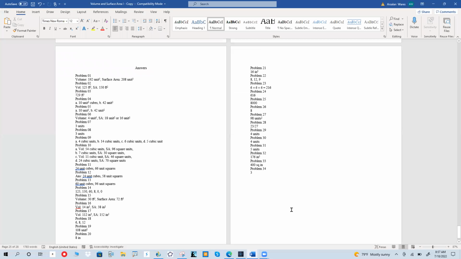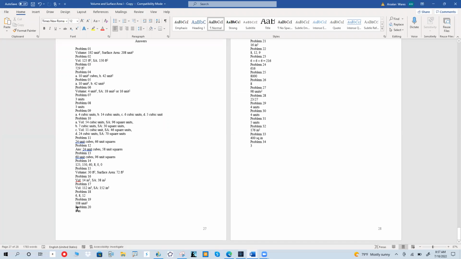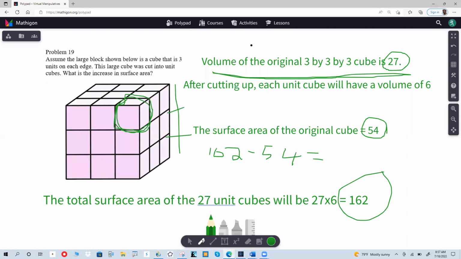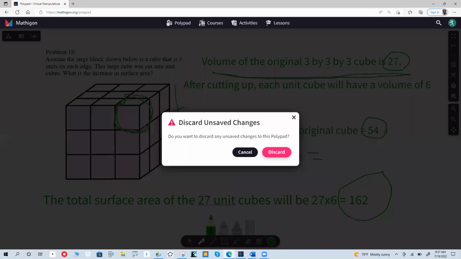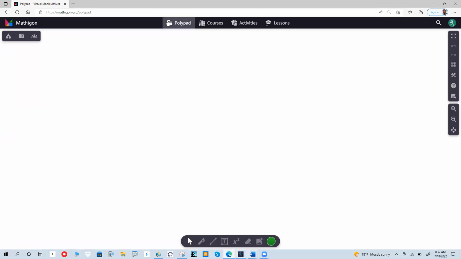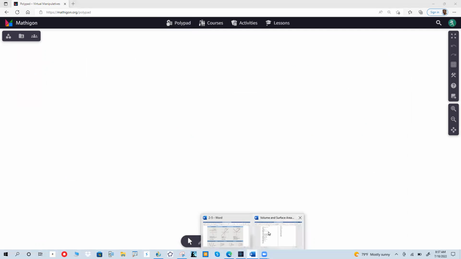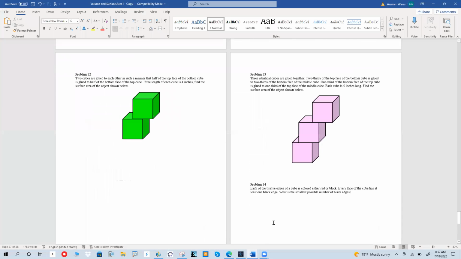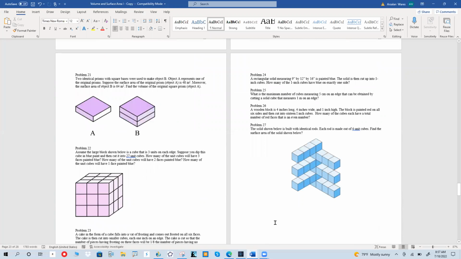So be a little careful. Don't make the mistake that I made. 108 square units. That's correct. All right. So we did 19. Let's do one more. Let's finish up to 20. And that'll be plenty for today.